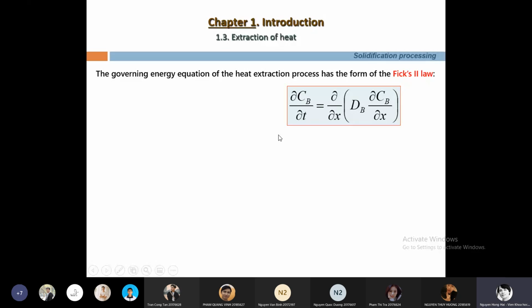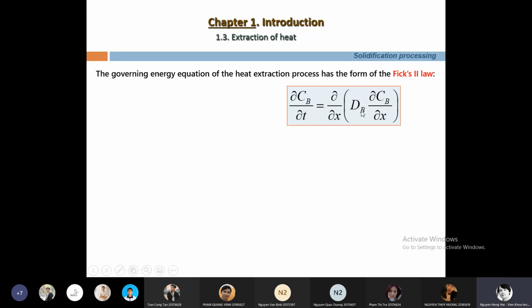And the governing energy equation for the heat extraction process can come from Fick's law. It's a diffusion law for species. You can see this from the previous course, kinetic process imaging. This is the second picture.